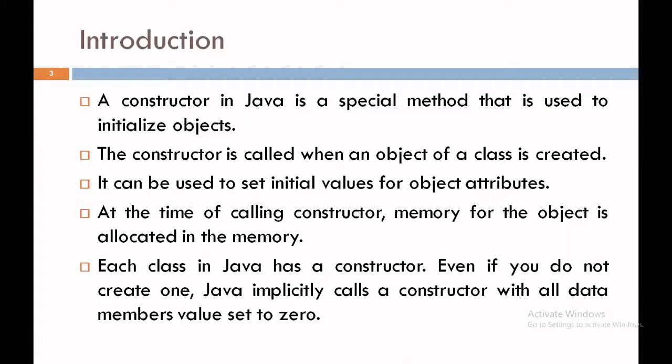If we do not create a constructor, note that each class in Java has a constructor. Even if you do not create one, Java implicitly creates a constructor, with the data member values set to 0. So this is the constructor in Java. And when we declare a constructor in Java, there are some different types of constructor which are available in Java. So this is about the constructor in Java.